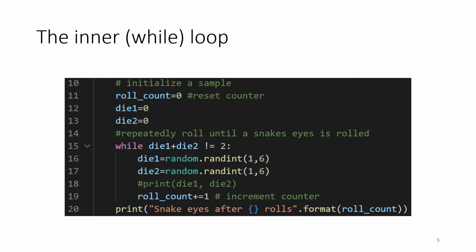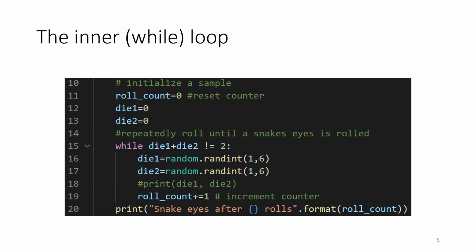Next, we're going to jump down into our inner loop, the while loop. A while loop consists of the keyword while followed by a condition. And under that condition, we will repeat all the statements found within the while loop. So our condition here is that die 1 plus die 2 is not equal to 2. Snake eyes is when both dice have a value of 1, and that's the only case with the sum that equals 2. So provided the sum is not equal to 2, we want to continue rolling. That's our condition for staying in the loop.